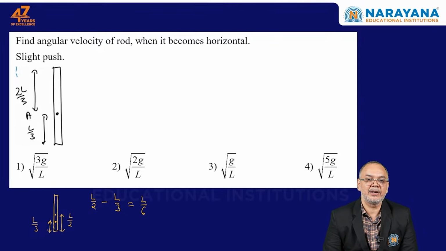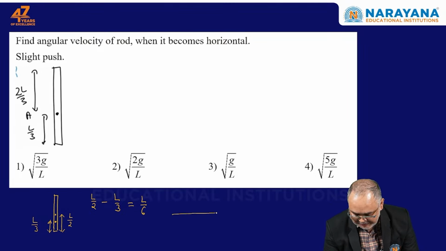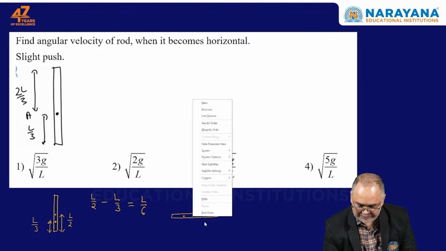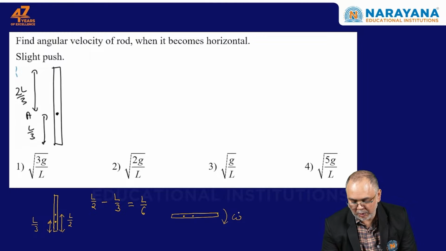Now from here we are giving a very slight push. Because of that, what will happen? The rod will start rotating. So we have to find the angular velocity when the rod becomes horizontal. Let us say this is the final situation, where the rod becomes horizontal. Now the center of mass is at this position, and let us say at this position the angular velocity is omega. Now you can see clearly, initially the center of mass was L by 6 height above the hinge point. Now it moved down L by 6.